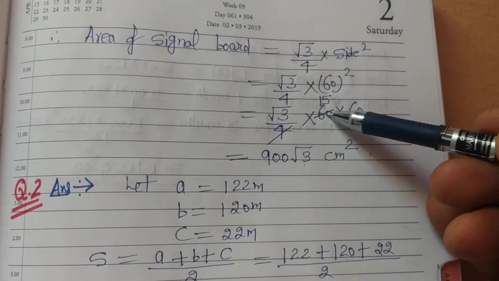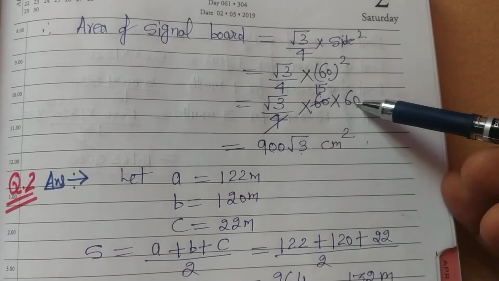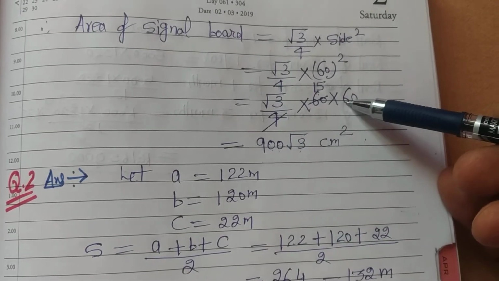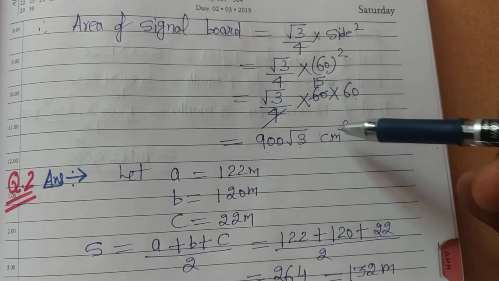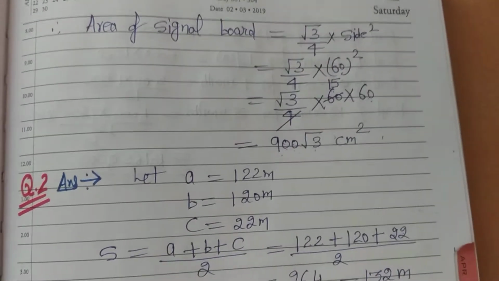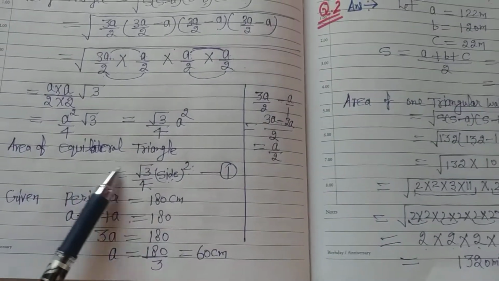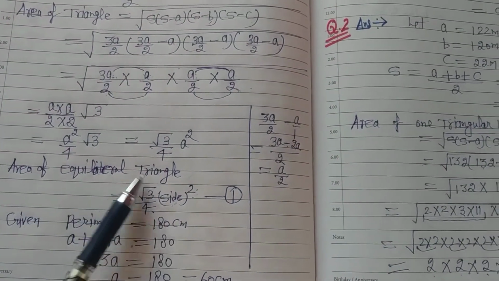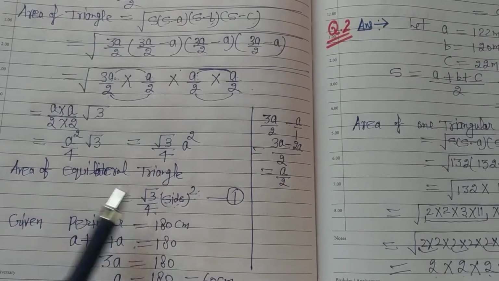So 4 and 16 will cancel out, 15 is left here. 15 into 6 is 90, and 10 is more there because of 60 under root 3. So the answer is 900 under root 3 centimeter square, which is the area of the signal board. The examiner can ask by using this area of equilateral triangle: the side of the equilateral triangle is 20 centimeter, find the area of the equilateral triangle. Like this he can ask so many questions.